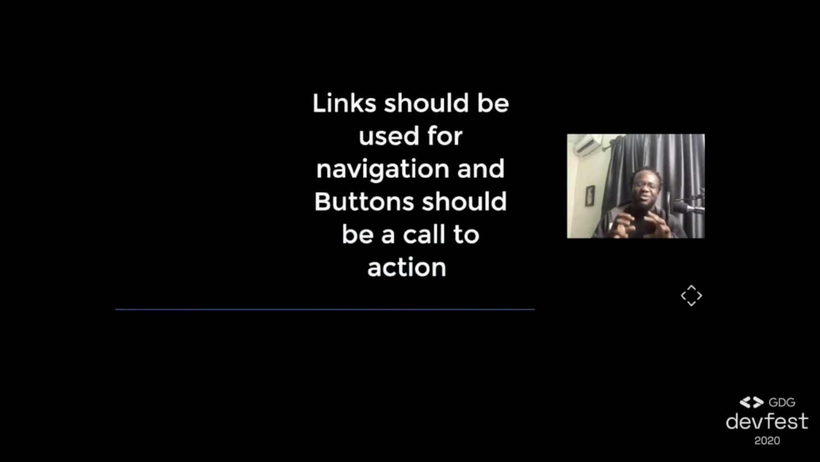This is something that's really important to me, so I'm just going to put that there. Links should be used for navigation and buttons should be a call to action. Please do not use your buttons as links. I read in a book, imagine if you were trying to turn on the lights in your room and found yourself in your kitchen. That would just be really not the experience you're looking for. So please, let's not do that.